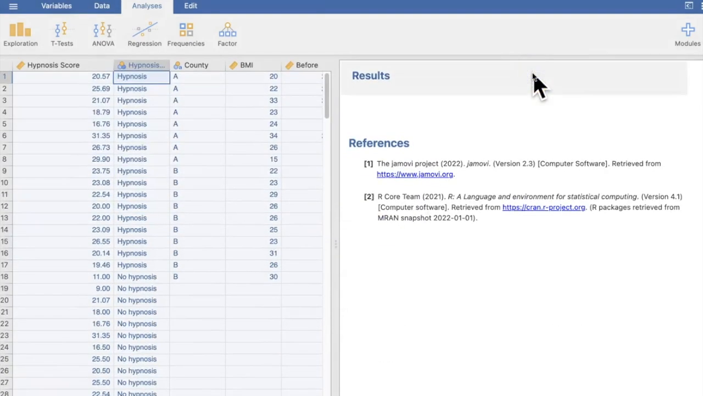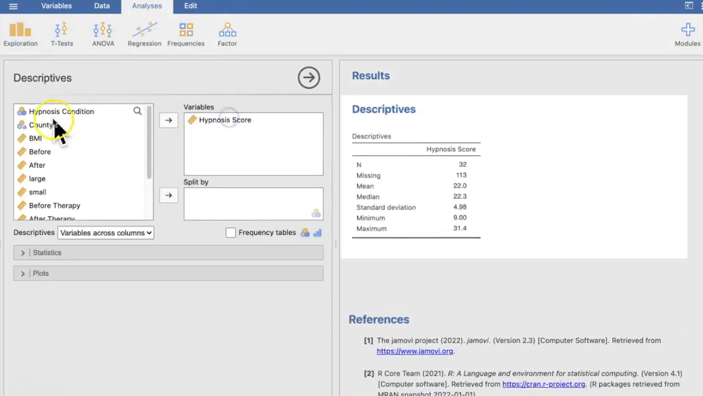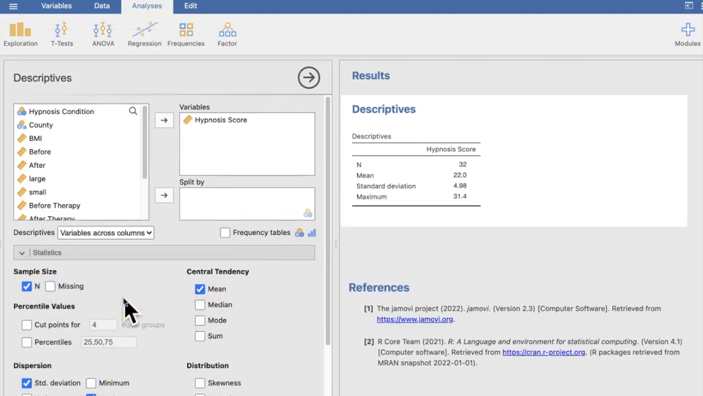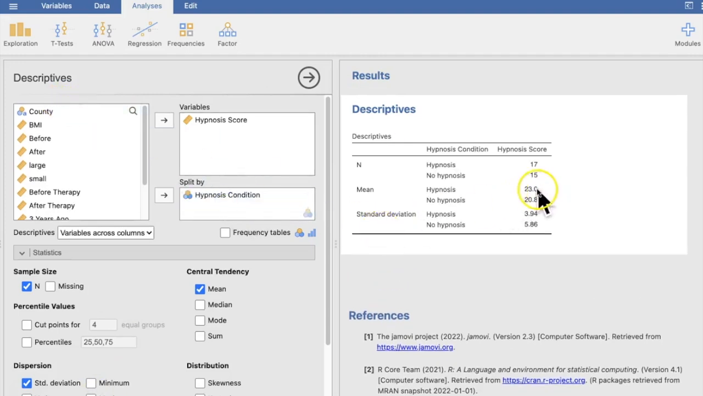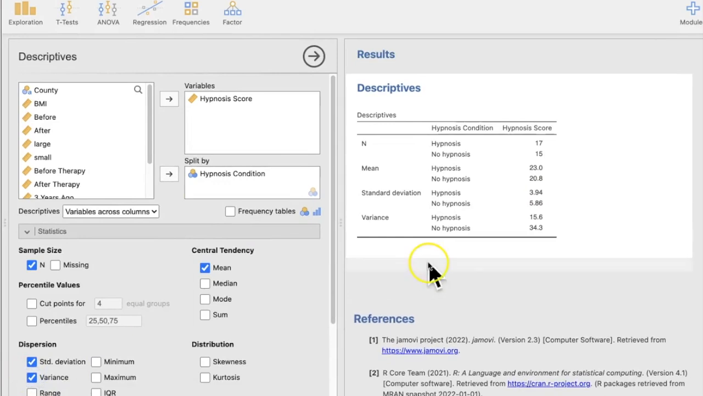So first let's do the descriptives and the box plot. I would go into analysis, exploration, descriptives, hypnosis score, and I'm going to split it. What this is giving me is the mean and the standard deviation. Let me uncheck everything else. For the 2 groups combined, that's not very useful because the whole goal of this section is to compare the 2 independent samples. So I'm going to split it by hypnosis condition. Here I have the 2 means, I have the standard deviation, and I believe our problem gives us the variance. So let me check the variance just for fun.